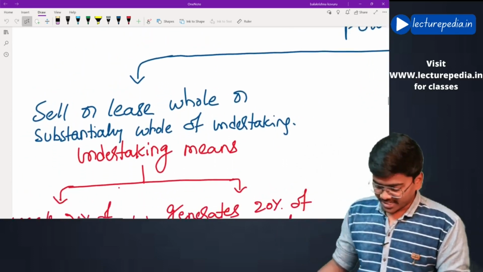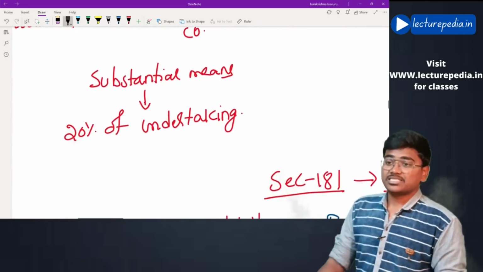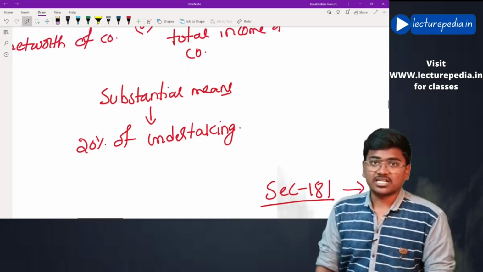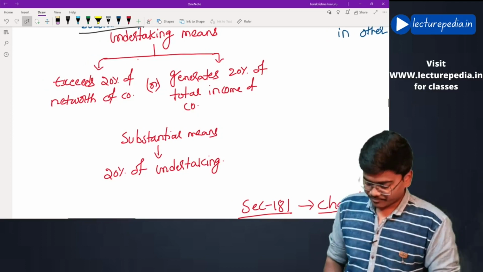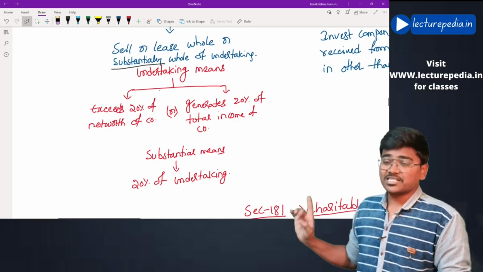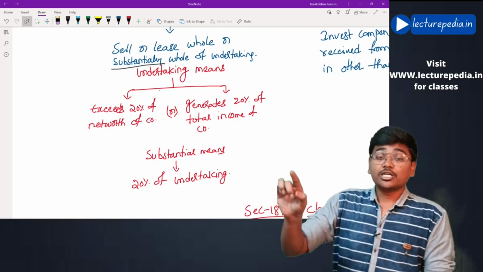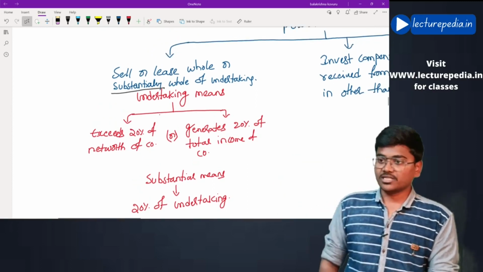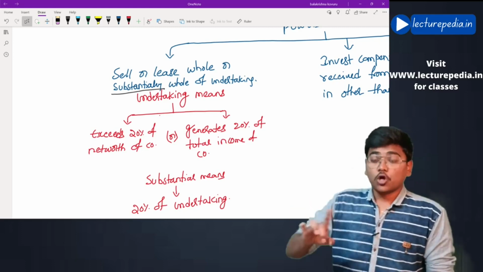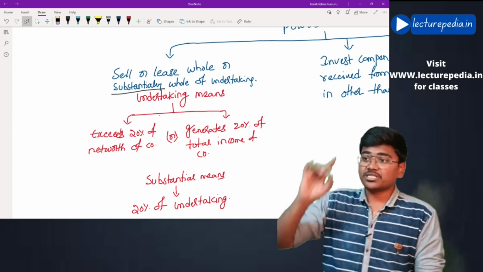Now here you can find a term, substantial. What is meant by substantial? Substantial means 20% of such undertaking. 20% or more of such undertaking would be known as substantial. Hope that is clear. This is the first transaction for which approval of shareholders through a general meeting special resolution is required. That means if the board of directors wants to sell or lease whole or substantially whole of the undertaking, they have to take approval of shareholders through a general meeting special resolution.